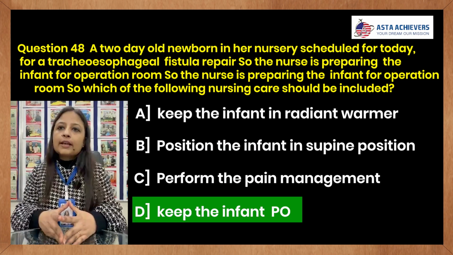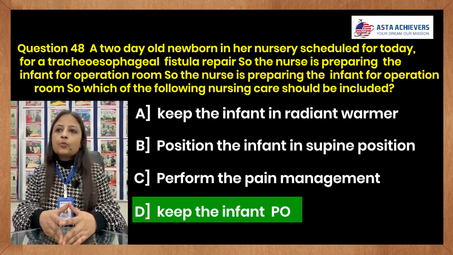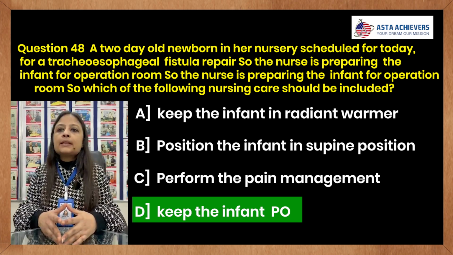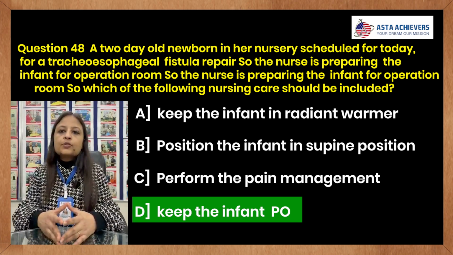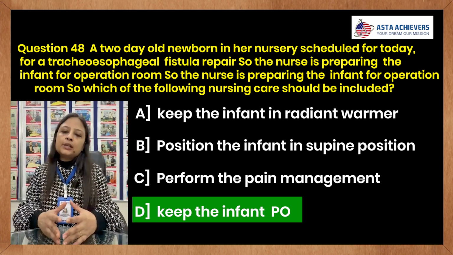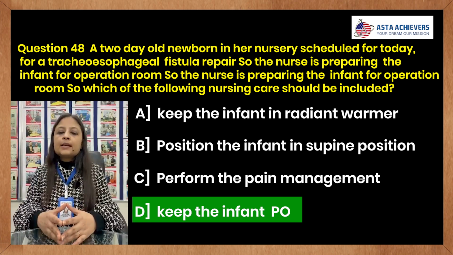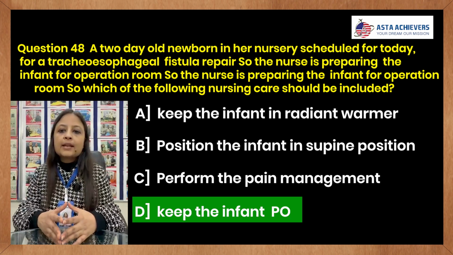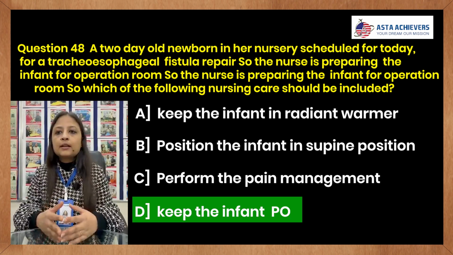Question number 48. A two-day-old newborn in the nursery is scheduled for today for a tracheoesophageal fistula repair. The nurse is preparing the infant for the operating room. Which of the following nursing care should be included? Option A, keep the infant in a radiant warmer. Option B, position the infant in supine position. Option C, perform pain management. And option D, keep the infant NPO.